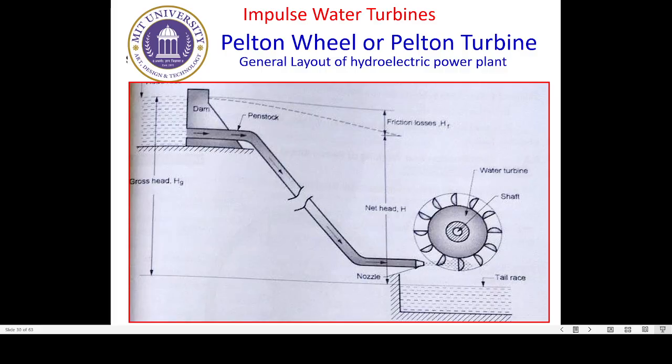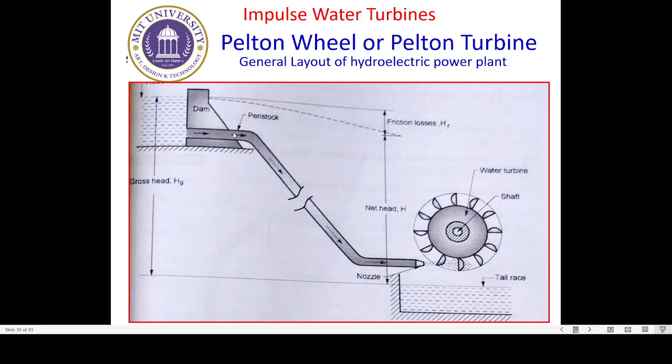Now this particular slide shows the typical layout for the hydroelectric power plant. It is the general layout for a hydroelectric power plant. If we look at this arrangement, we have a dam or a reservoir constructed across a river. The main purpose of the dam is to store the water, and the same water can be utilized for electricity generation.